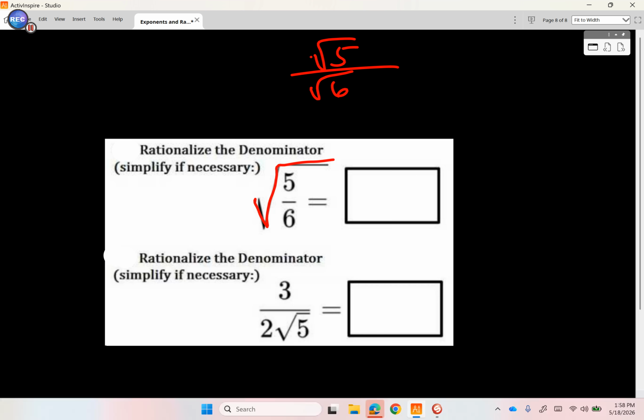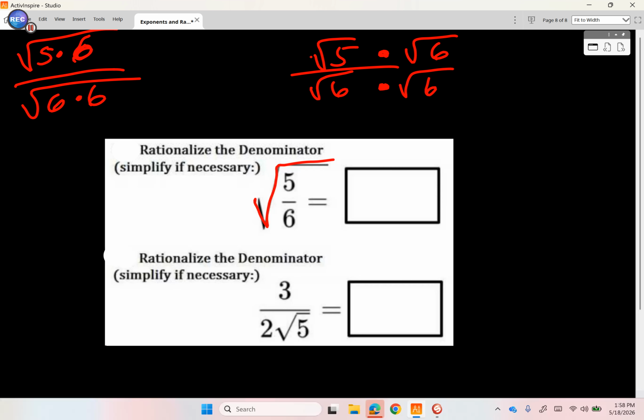And now to make the denominator a non-radical, which is a rational number, you just multiply it by itself, square root of 6. But whatever you do to the bottom, you got to do to the top. So the top becomes square root of 5 times 6. The bottom becomes square root of 6 times 6.